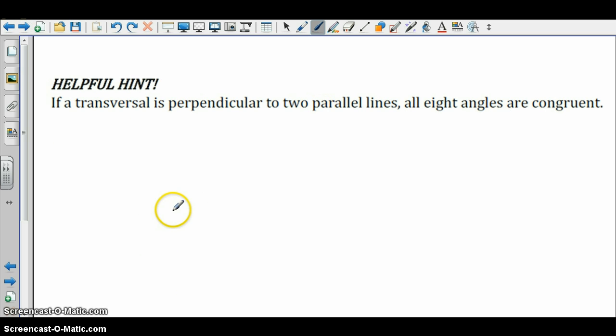All right, here's a helpful hint. If a transversal is perpendicular to two parallel lines, all 8 angles are congruent, because they would all be right angles, and we know that all right angles are congruent.